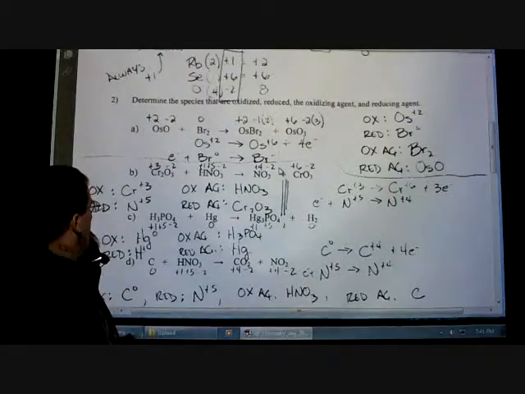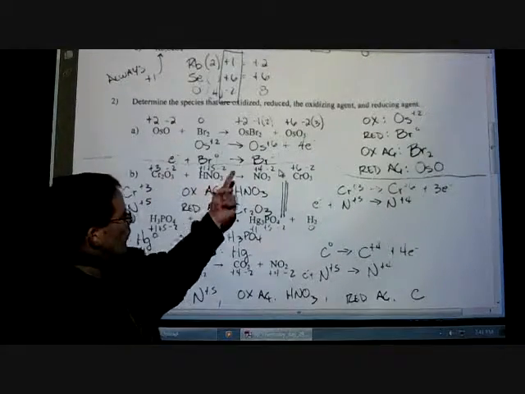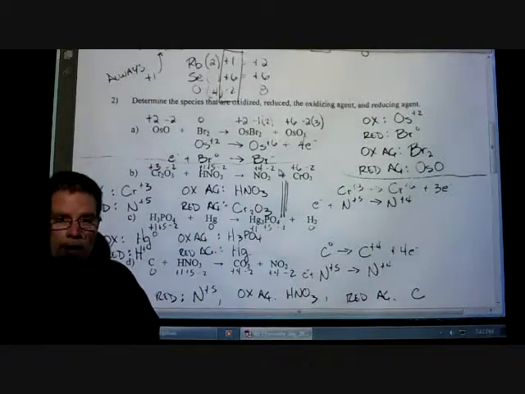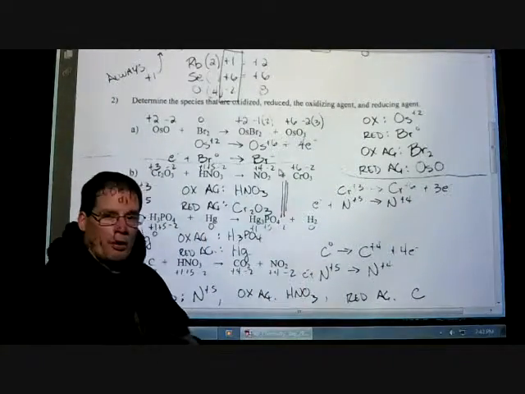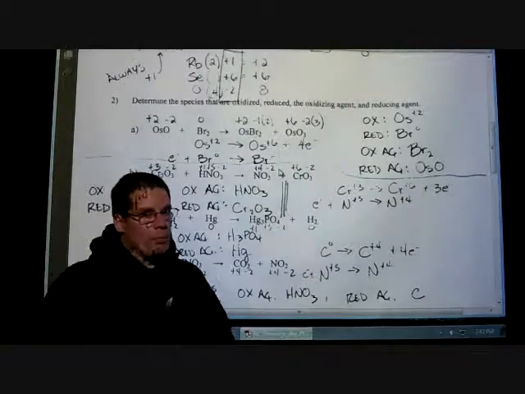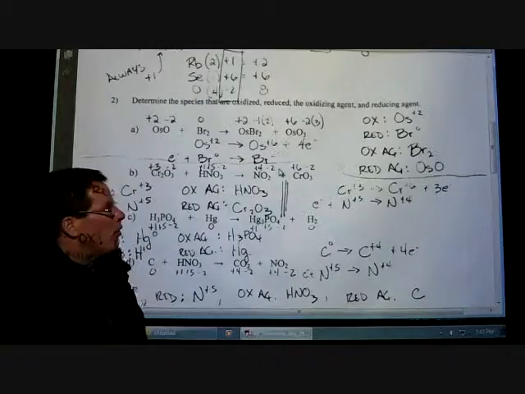LEO says GER. Oxygen, -2, -2, -2, -2. Doesn't change. Okay. It can change, especially if it goes to O2. So you want to look at the charges. Don't automatically rule out the oxygen. Also, if one thing's being oxidized, the other must be reduced.